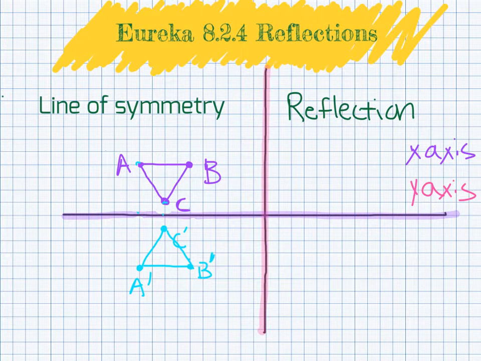Right now B is 1, 2, 3, 4, 5, 6 away. So 1, 2, 3, 4, 5, 6. There's B prime. A was even farther away. It was 7, 8, 9, 10. So 7, 8, 9, 10. Here's A prime.